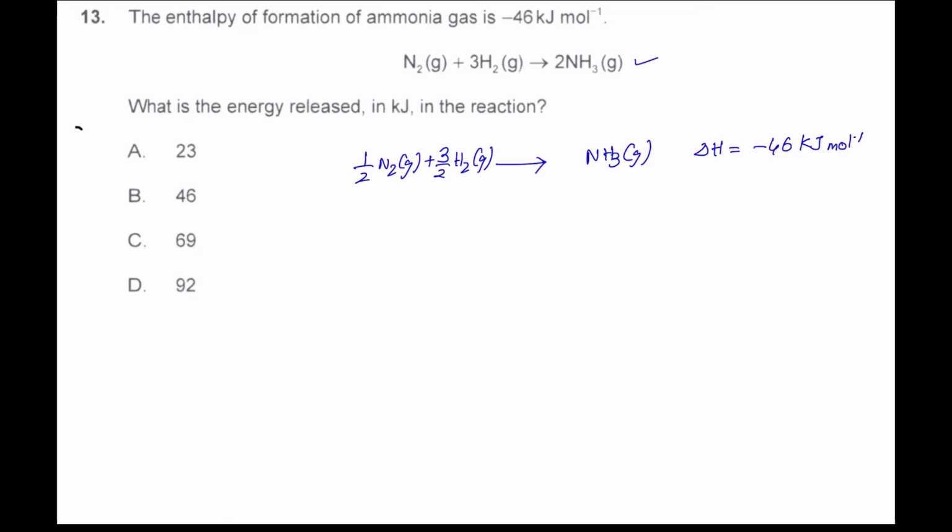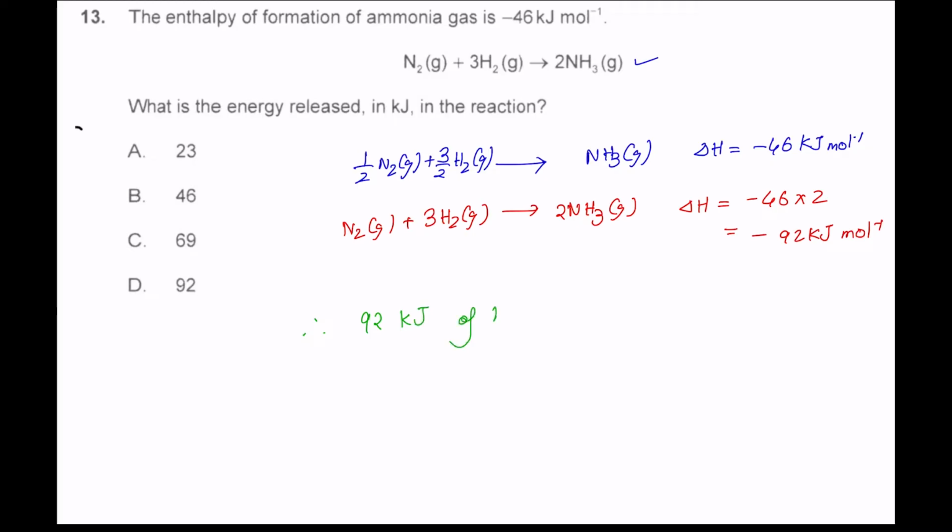Now to get this reaction, we have to multiply by 2 on both sides. If I multiply 2 on both sides of this reaction, I also have to multiply the enthalpy by 2. It will be N2 gas plus 3H2 gas, which will give me twice NH3 gas. This is my required reaction. And our net delta H will be minus 46 times 2, that is minus 92 kilojoules per mole. Negative 92 kilojoules means 92 kilojoules of heat will be released in this reaction.